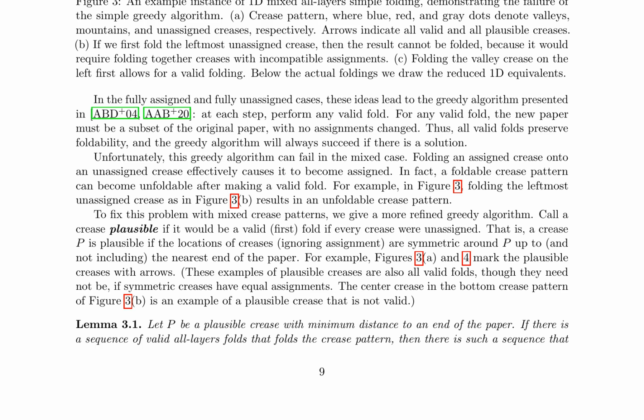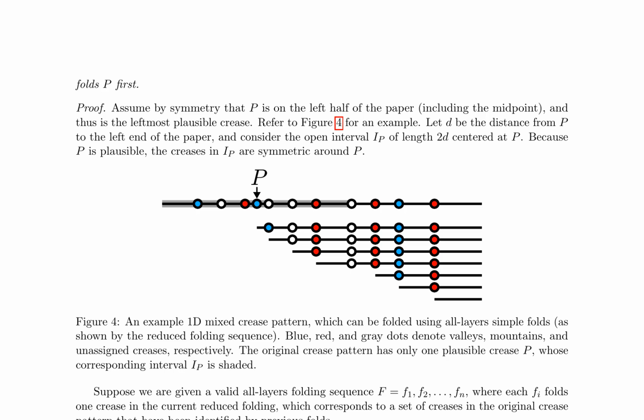A more refined greedy algorithm is proposed, where a crease is called plausible if it would be a valid first fold if every crease were unassigned. Lemma 3.1 proves that if there is a sequence of valid A-layers folds that folds the crease pattern, then there is such a sequence that folds the plausible crease with minimum distance to an end of the paper first.